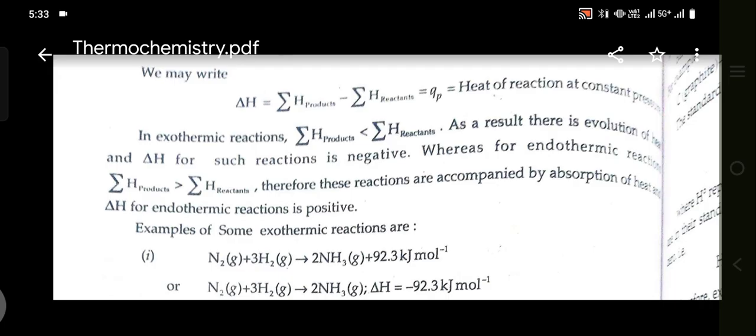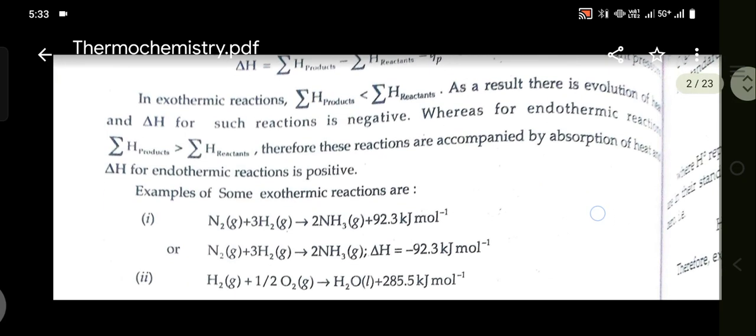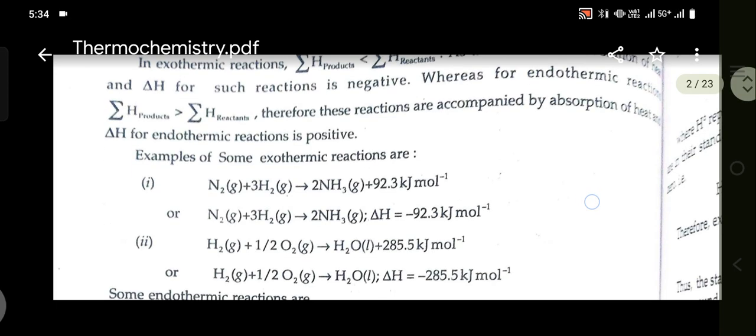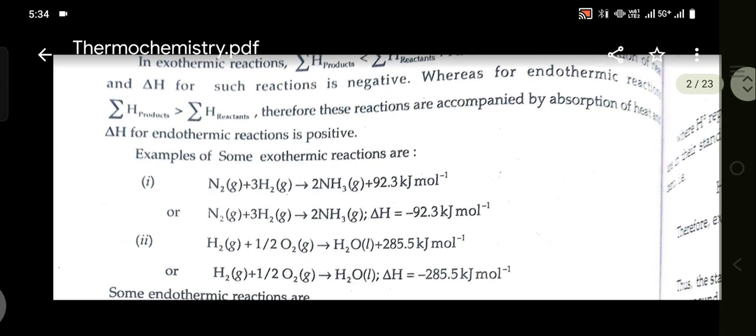In an exothermic reaction, the summation of H reactants is greater than the summation of H products. As a result, there is evolution of heat. In an endothermic reaction, the summation of H products will be greater than that of H reactants. Therefore, these reactions are accompanied by absorption of heat, and delta H for an endothermic reaction is positive.